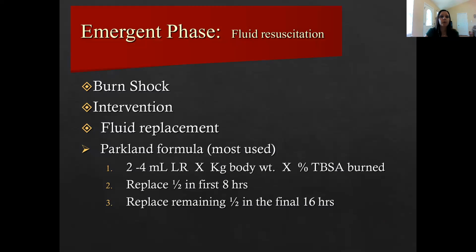So our goal is fluid resuscitation during this emergent phase because these patients are at risk for burn shock. Remember with burn shock and our systemic response, it has to be greater than 20% TBSA because we have a systemic response at that point. If it's less than 20%, then they just have that localized response, so they don't really need fluid resuscitation. Also remember, when we're talking about TBSA, it's only the second or partial thickness and third degree or full thickness burns.